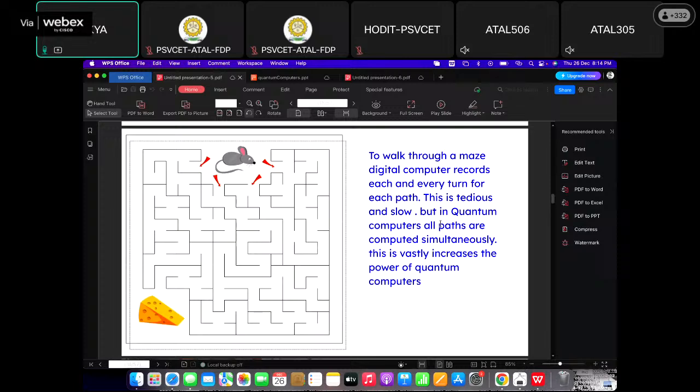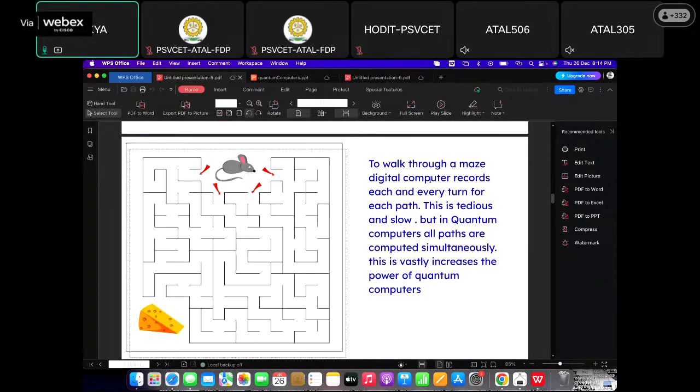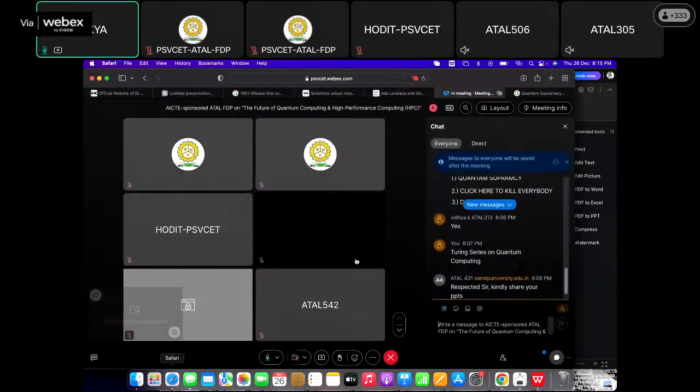So you can check all the possibilities at once. You can check all the directions at once. You can analyze everything at a single point. This is the power of quantum computing. To walk through a maze, a digital computer records each and every turn for each path, which is tedious and slow, but in quantum computers, all paths are computed simultaneously. This vastly increases the power of quantum computers.